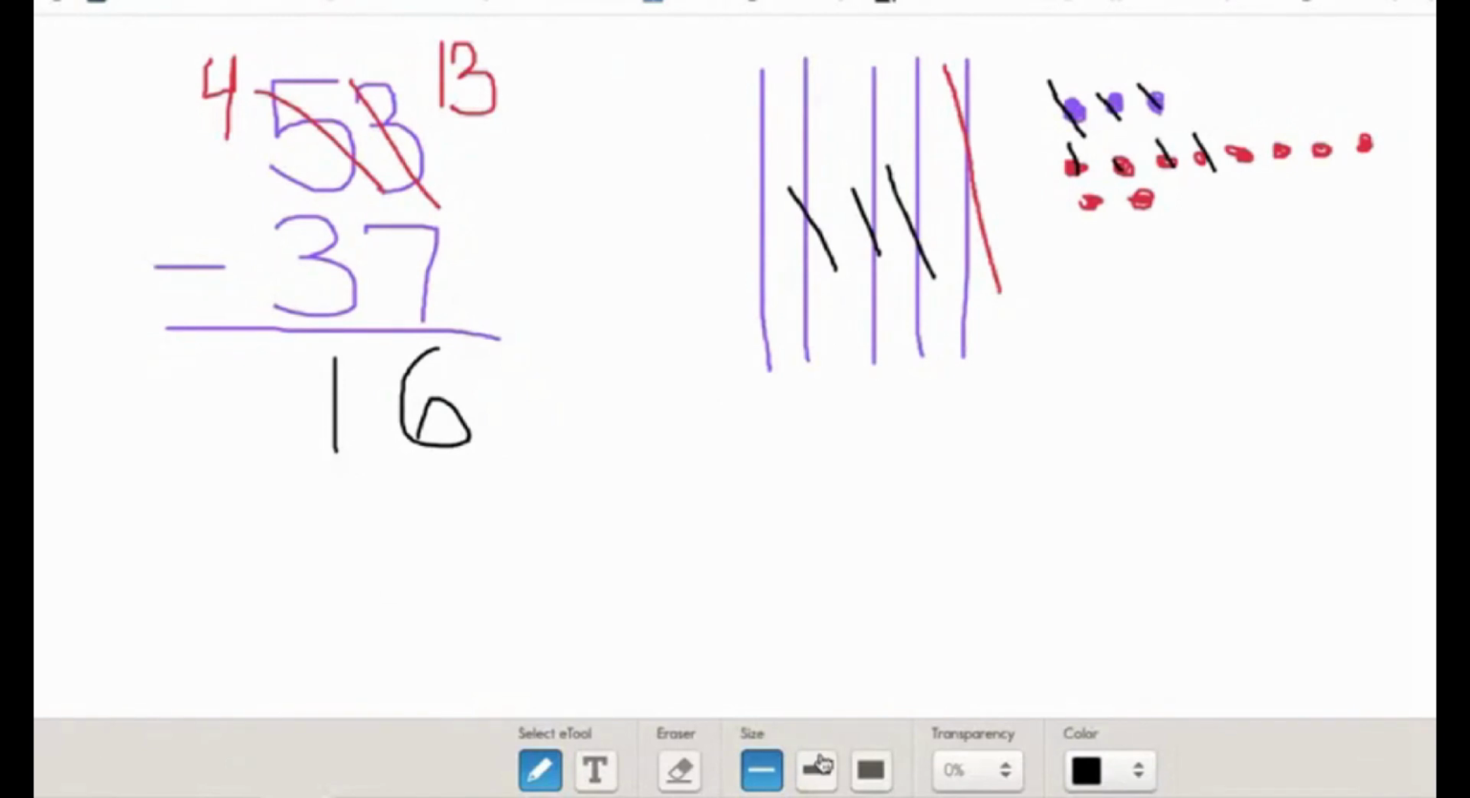And there's my answer. So whenever you find that you don't have enough on the top, you're going to take one of your 10s and regroup it as 10 ones. You're trying to get more 1s here. So you're just going to come over to your 10s place, take an extra 10 there, break it up into 10 ones, and then you'll have enough. Okay, you can always check your answer by doing addition. So 6 plus 7 is 13, and 1 plus 3 is 4.